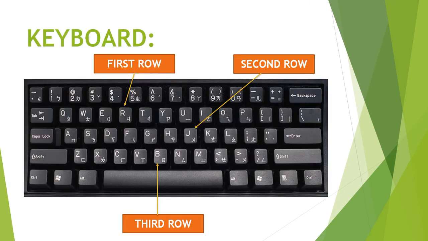Children, a keyboard is a part of a computer. It has many buttons. The buttons on a keyboard are called keys. Look at this picture, students. The keys of a keyboard are like the keys on a typewriter or a calculator.